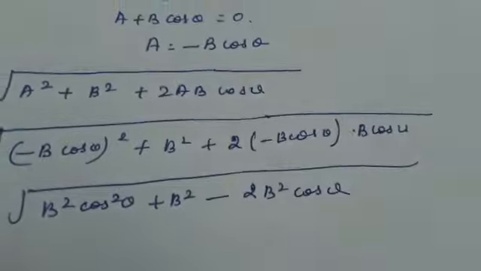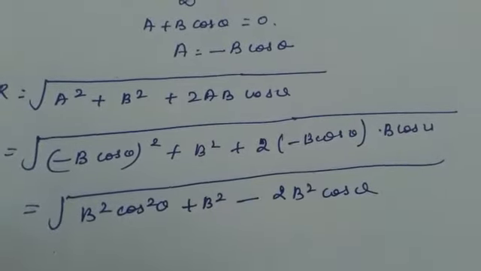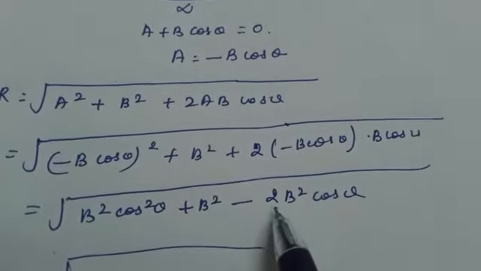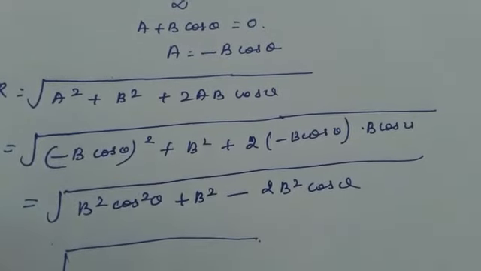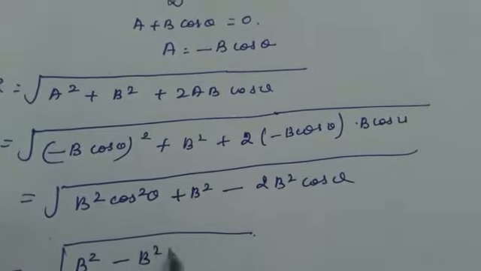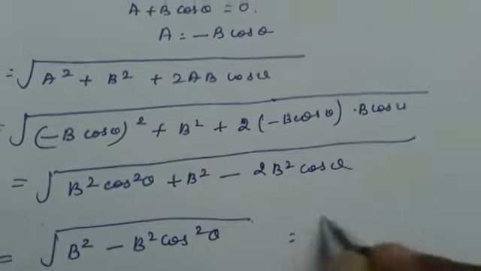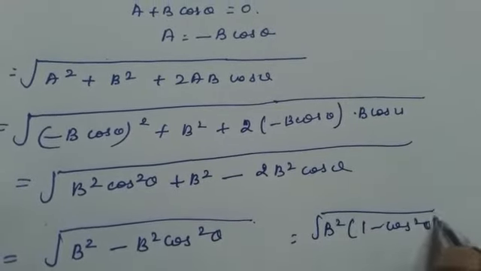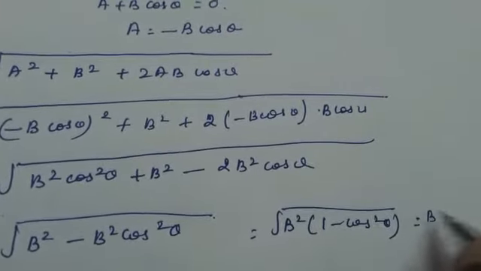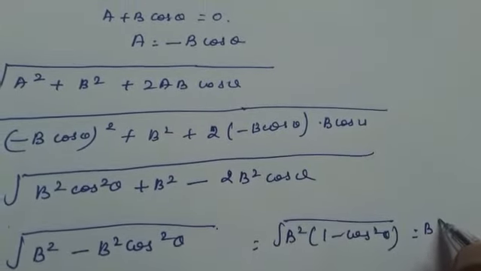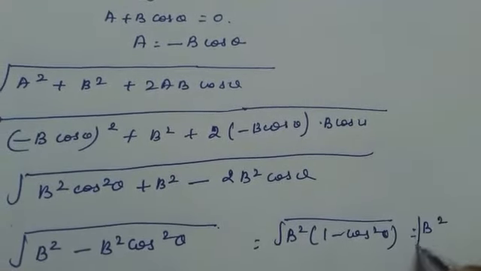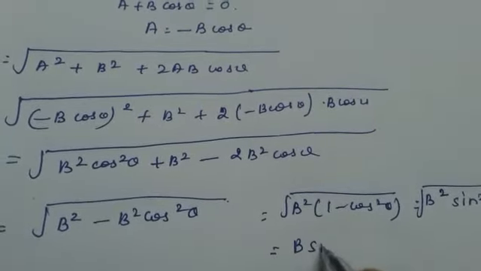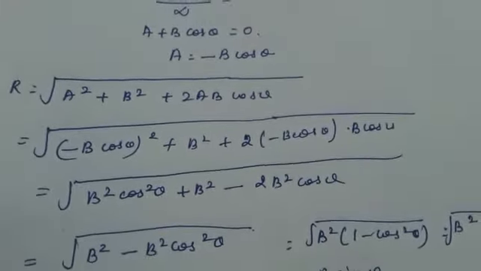So what will you get here? Here you will be getting B square cos square theta minus 2B square cos square theta, that is B square minus B square cos square theta. So this can be written as root of B square into 1 minus cos square theta. So that is B into root of 1 minus cos square theta, which is sin square theta. So that is nothing but B sin theta. So this is R.